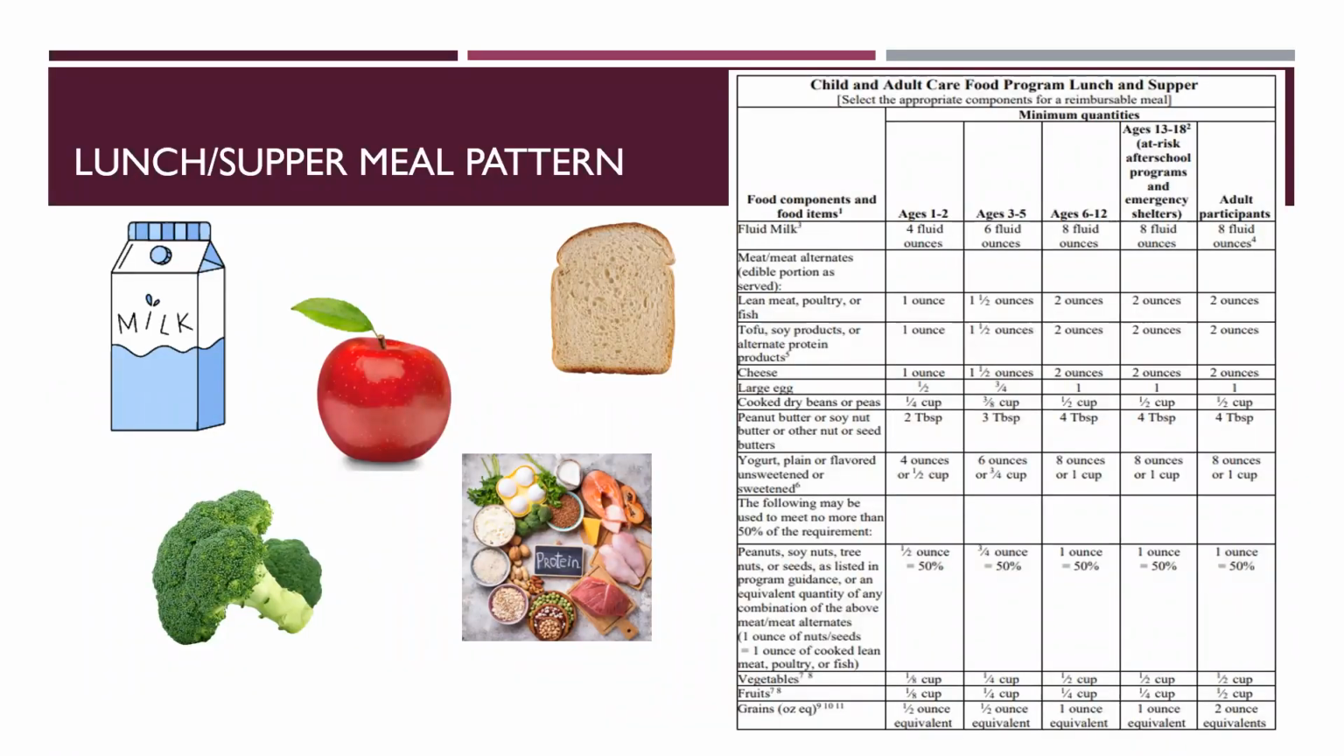Let's move on to the lunch supper meal pattern. You'll notice that the format is the same as the breakfast meal pattern. Again, we've got the food components and food item heading, all of the age group headings, and then down the left-hand side, we have all of the components that can be offered. It looks a little bit different because all of the meat alternate options are listed. And of course, the vegetable group is listed as a separate component. Same thing though, after each component, the minimum serving size is listed under each age group.